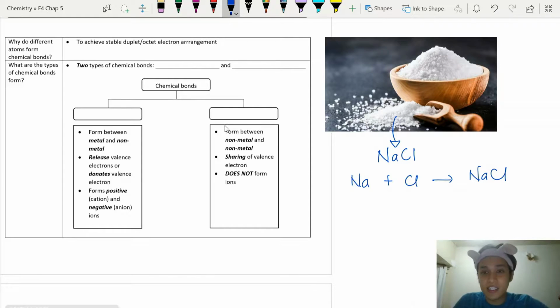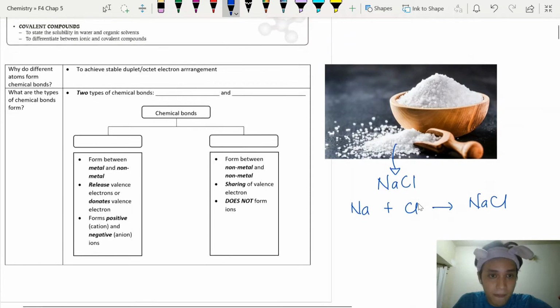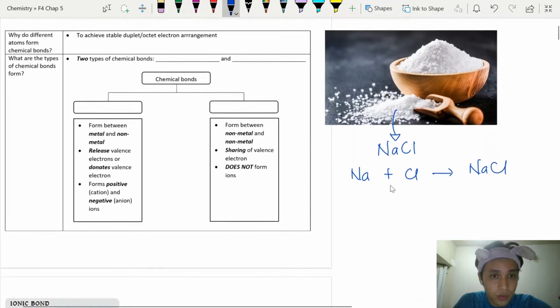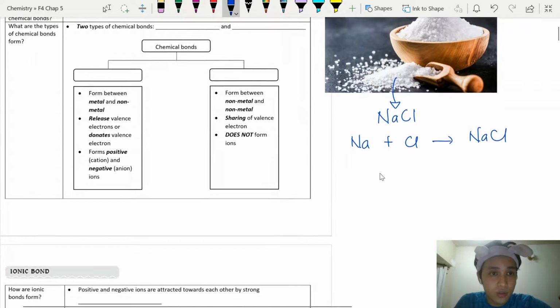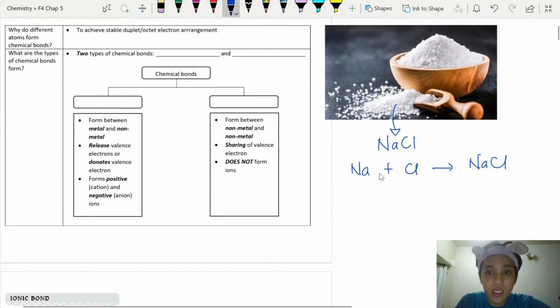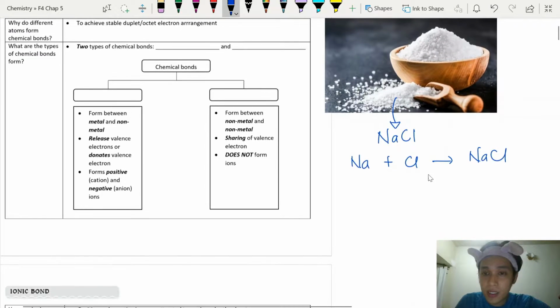Different elements combine in different ways. That is why you're learning 5 different types of chemical bonding. You have ionic bonds, covalent bonds, and so on. We are going to start off with the ionic bonds. If you form a compound, you need to remember one very important criterion: it needs to be stable.